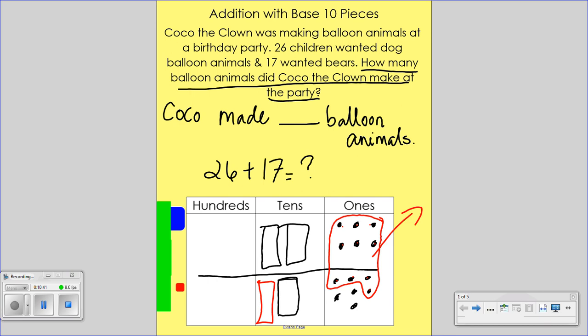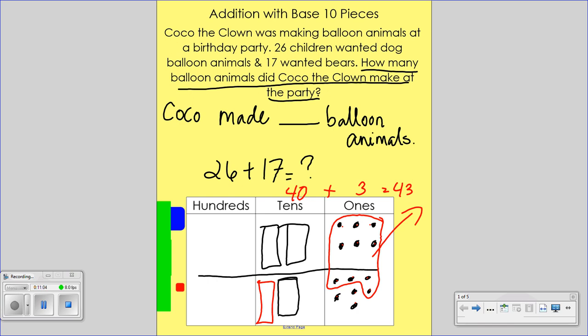I should have lots of hands. Georgiana? It is 43. I have 40 in my tens place. I only have 3 ones left over. 40 plus 3 equals 43. Am I done?